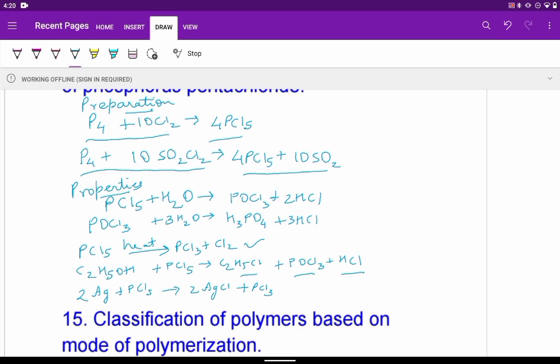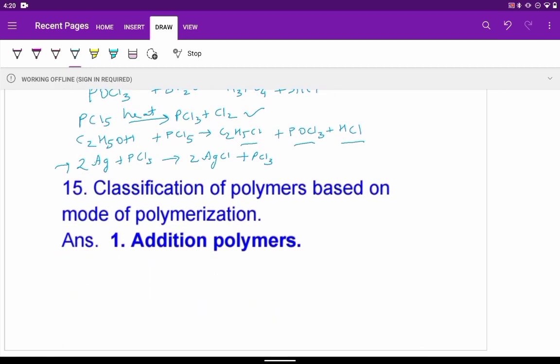Finely divided metals also can be heated with PCl5 to give corresponding chlorides. For example, 2Ag plus PCl5 gives 2AgCl plus PCl3. So here finely divided metals on being heated with PCl5 give corresponding chlorides.